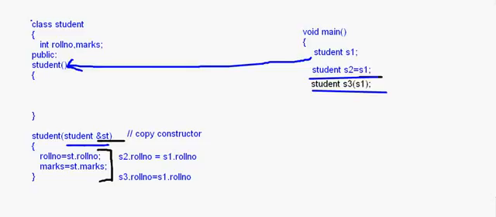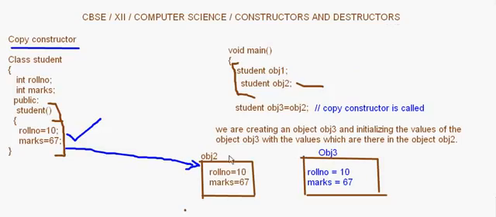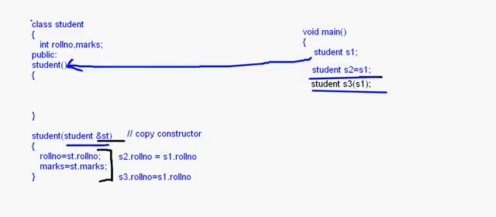So a copy constructor is basically used when we want to create an object and initialize the values of that particular object with an already existing object, right? So that is the concept of copy constructors.